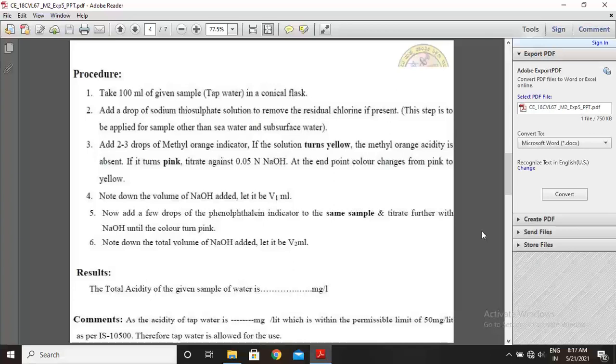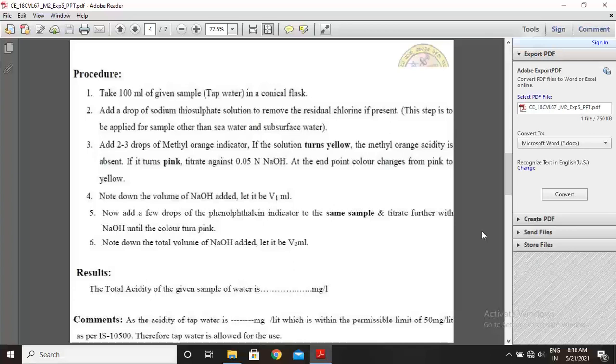If it turns pink after addition of methyl orange indicator, titrate against 0.05 normality sodium hydroxide with a burette. At the end point, the color changes from pink to yellow. You do the titration until the color changes from pink to yellow. Next, note down the volume of sodium hydroxide added. Let it be V1 in mLs. Note down the readings in the burette in mLs.